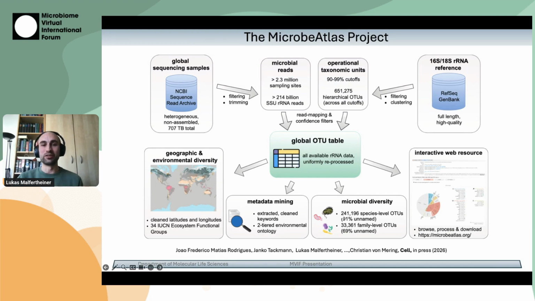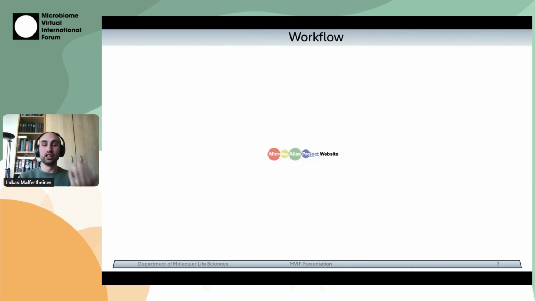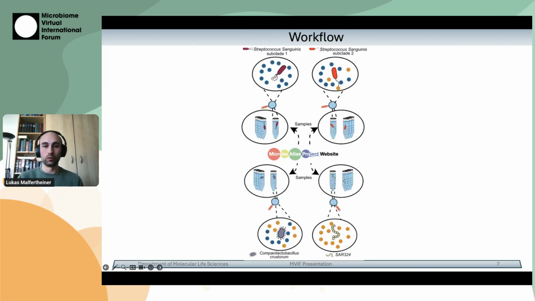And this now gives us the possibility to trace microbes around the globe and see exactly where they're found, and with whom they're found. And we take this as a basis, and I'm going to illustrate my workflow with four example species. So first we check with the Microbe Atlas project in which samples these microbes are found. And then in this case, we're looking at four different species or OTUs.